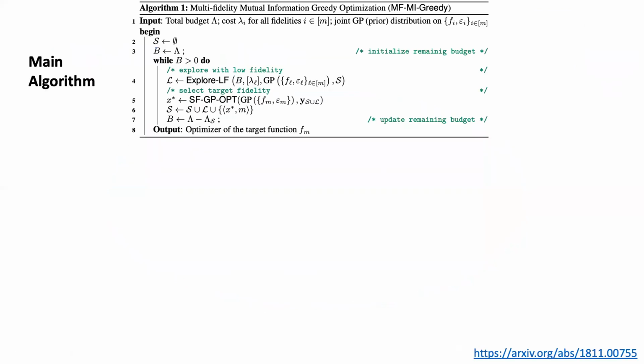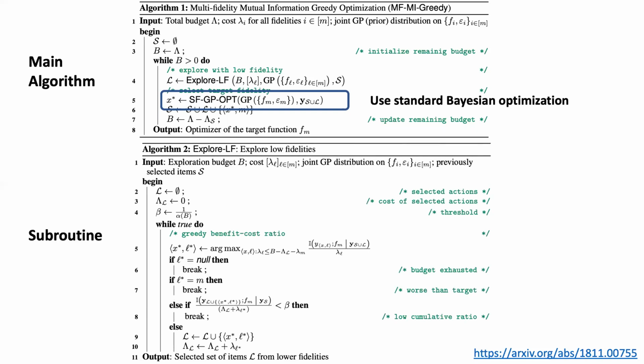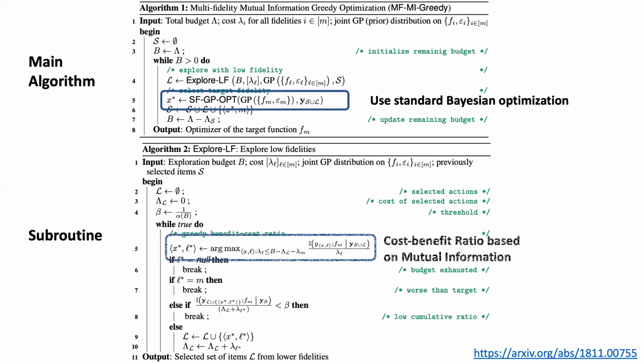And so we can again briefly look at the pseudocode. So we have this main algorithm where you have these 2 steps where you can either use a low fidelity, or you can, after you've zeroed in on the high fidelity, use any standard Bayesian optimization algorithm you want. And then when you're exploring low fidelities, that's the subroutine. The key thing here is you want to decide whether or not it's still worth it to run the low fidelity.